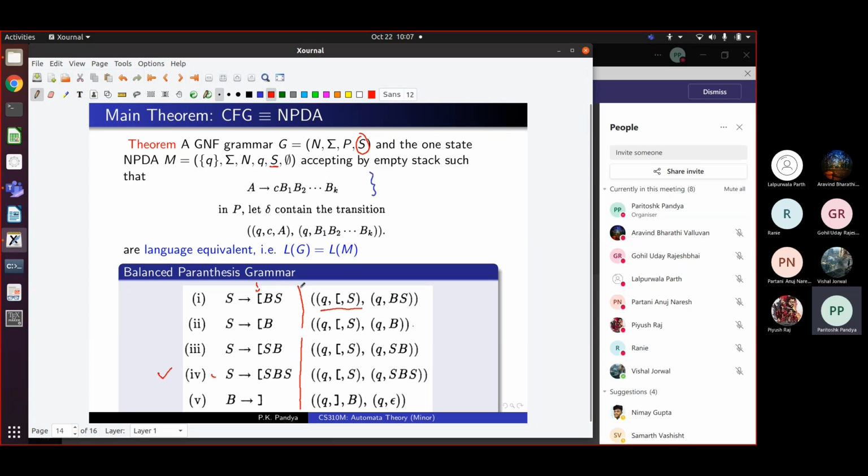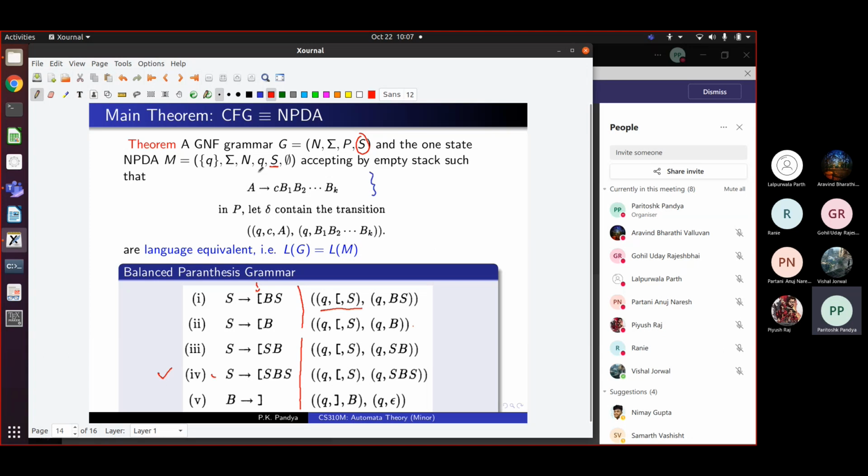I think what you really have to know is, because this theorem is there, you should be able to convert the grammar to the corresponding pushdown automaton. Okay, and it happens to be a single state automaton. So if this part is clear, actually we can run this construction backward also.